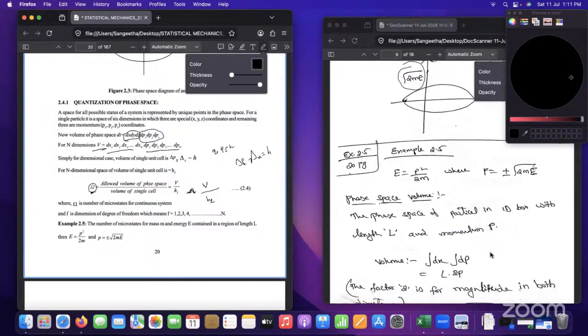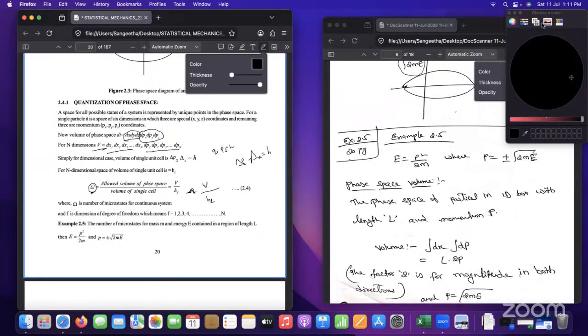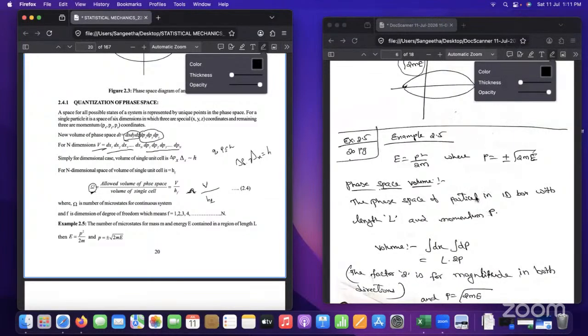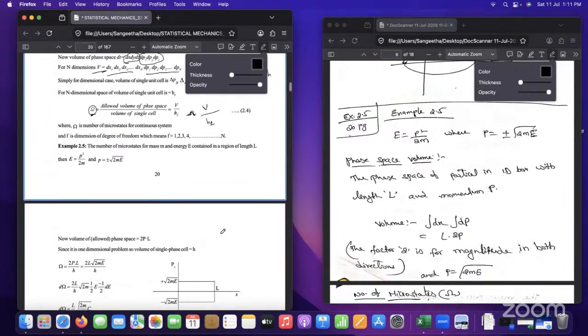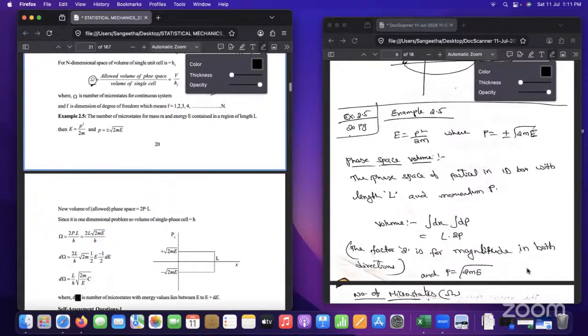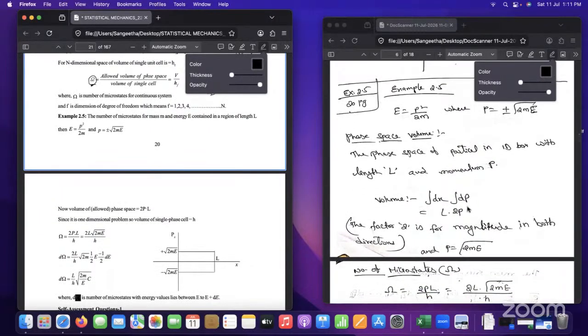What is given for the example here? Example 2.5. E equal to p square by 2m, where the value of p we can write as plus or minus under root of 2mE. Using this one, I am calculating volume. What is the volume we have? Volume equals position coordinates and momentum coordinates. Here position coordinate is represented as x and momentum coordinate is represented as p. So integral of dx, integral of dp.